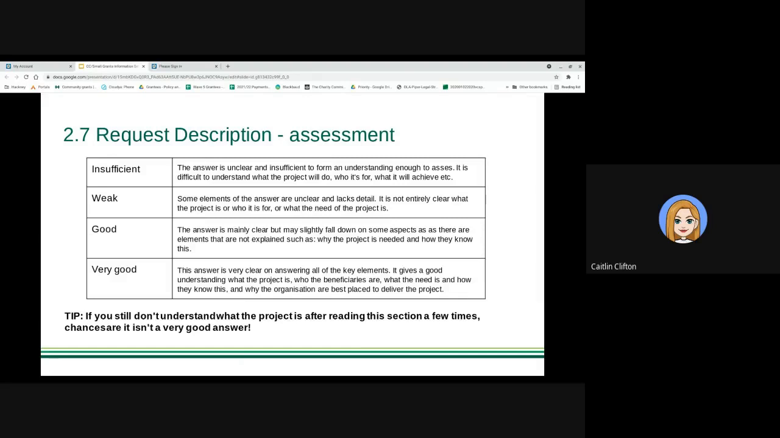Now, if maybe you missed something in this section, but you completely cleared it up in another section, then the overall rating of the application is going to reflect that. The assessor is clear on what you want to do, even if maybe it wasn't explicitly stated in this specific section. So don't worry about that.